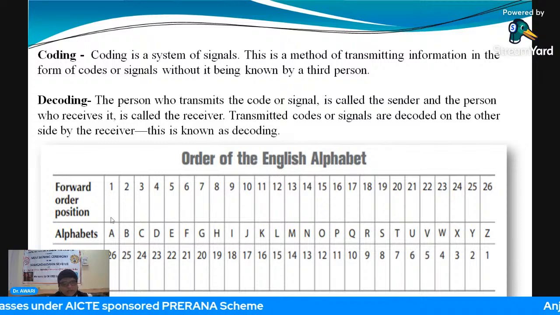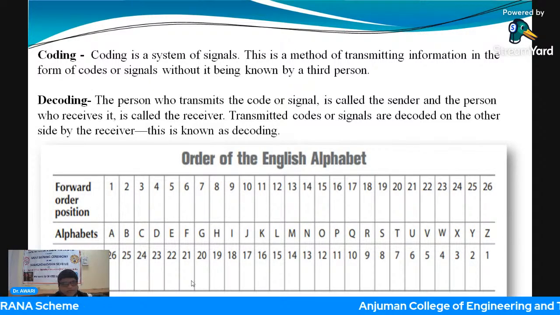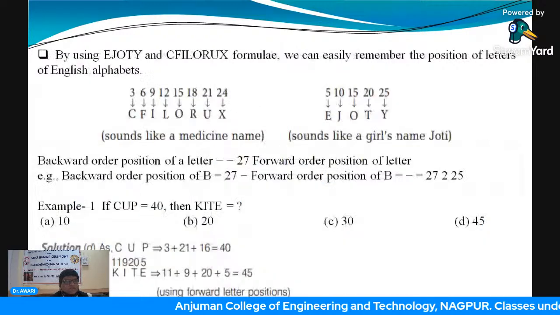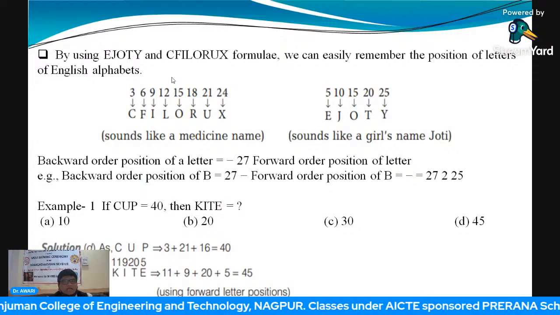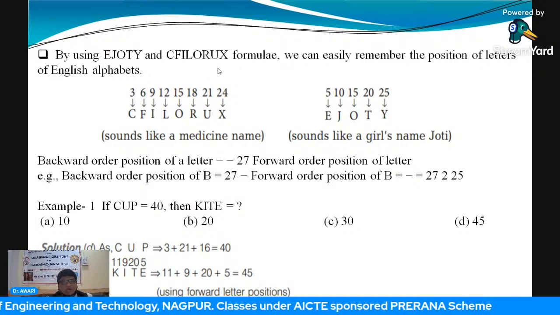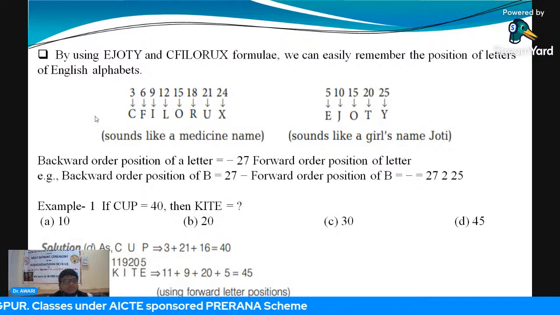Write the scale of forward order 1 to 26, put the alphabet in between, and then the backward order position 1, 2, 3, 4, 5, 6 up to 26. By using the EJOTY and CFILORUX formulae, we can easily remember the position of the letters of the English alphabet.